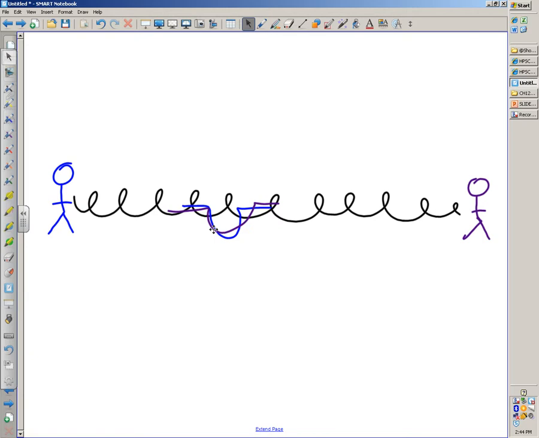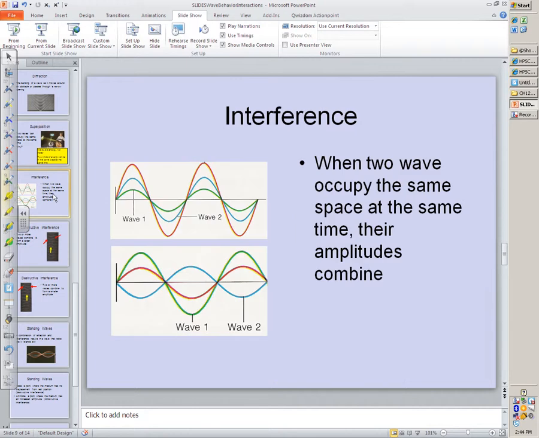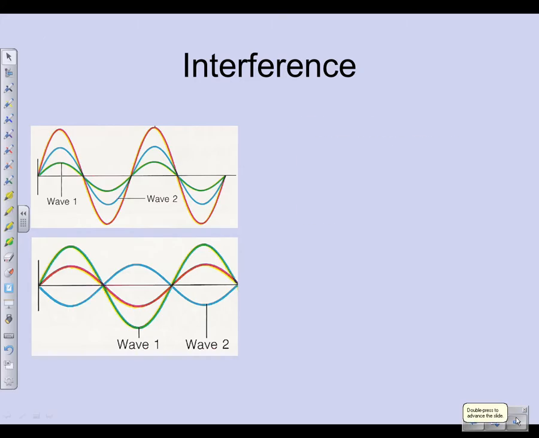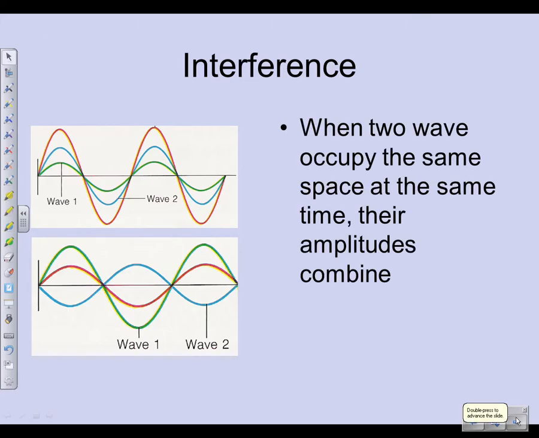And then once they pass through each other, does anything happen? They don't affect one another, but at that point, we would see a greater amplitude. We call this idea interference, where two waves can occupy the same space at the same time, their amplitudes are going to combine.